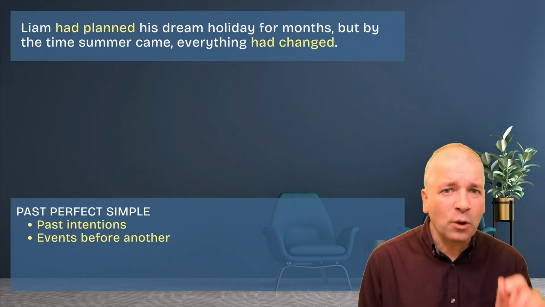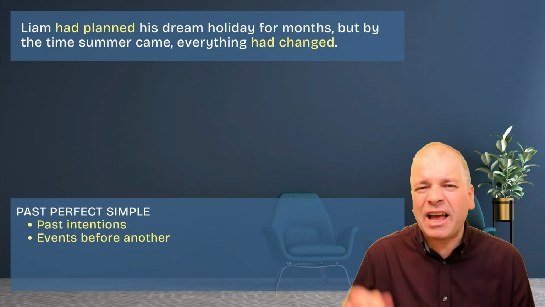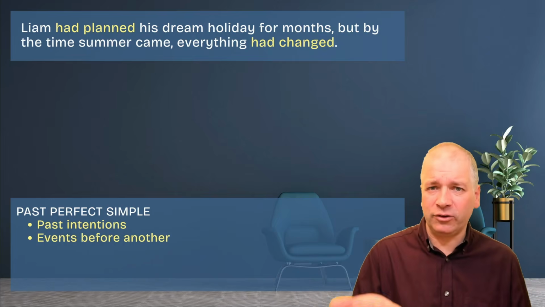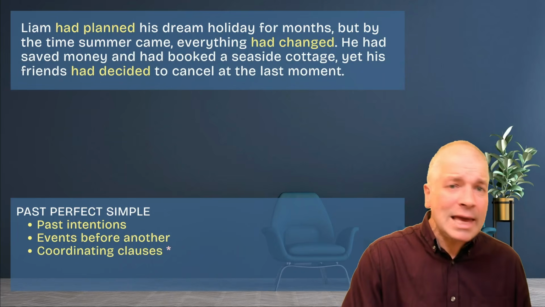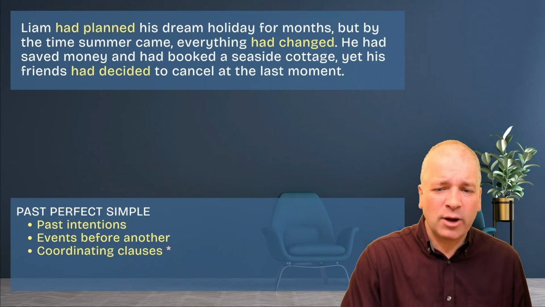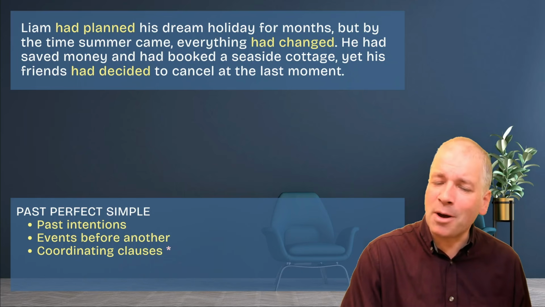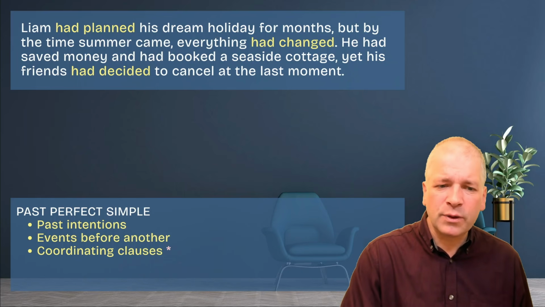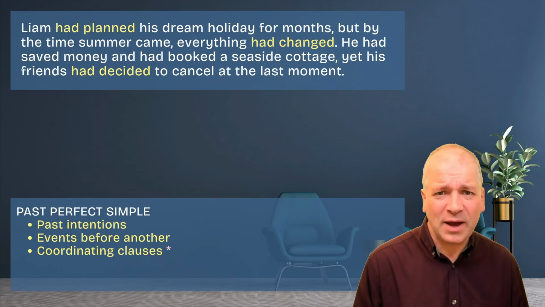Well, before summer came. So first of all, we mentioned summer came, and then the next thing is actually before what we just mentioned. So we'll use the past perfect simple here. He had saved money and had booked a seaside cottage, yet his friends had decided to cancel at the last moment. Notice this sentence involves the past perfect at the beginning.